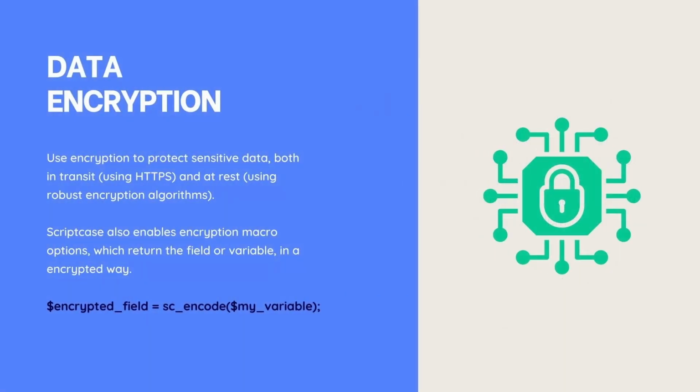Now, we also have data encryption capabilities within Scriptcase, and that is enabled and available to you via the use of a macro. Now, using encryption to protect sensitive data during transit, so using HTTPS, is pretty much mandatory these days, isn't it? Now, it is important for data encryption to enable HTTPS or have a Secure Sockets Layer for your server, and that then enables communication via HTTPS.